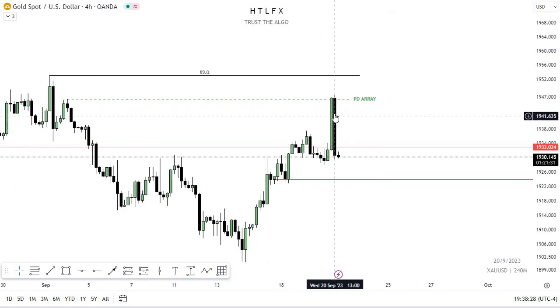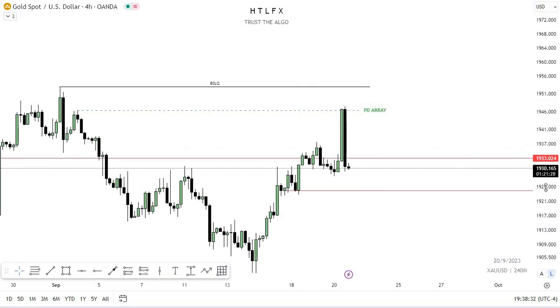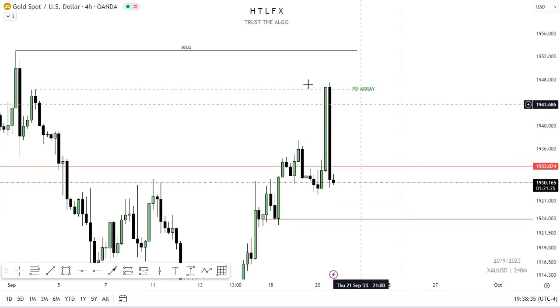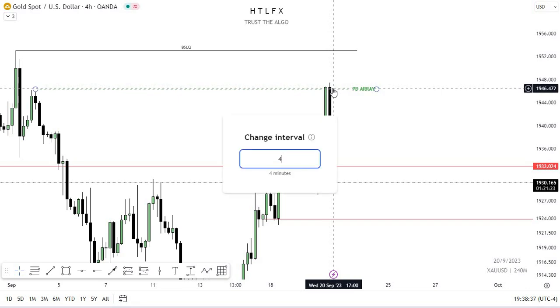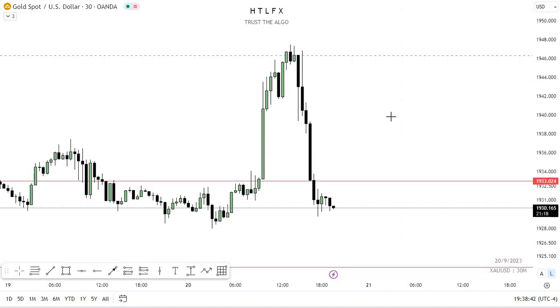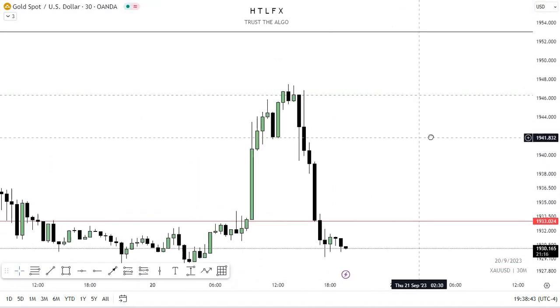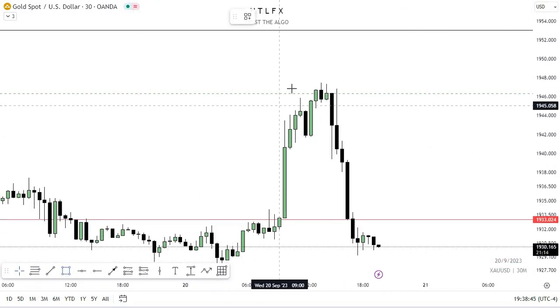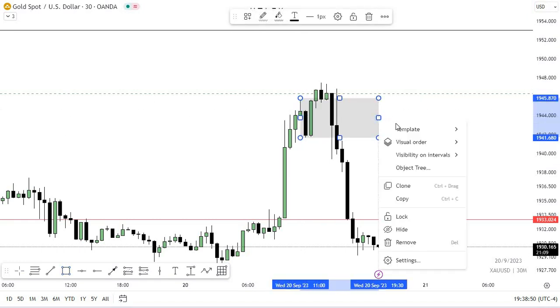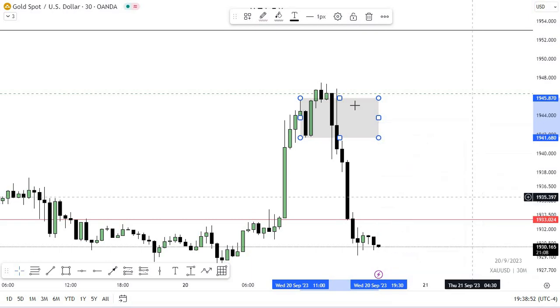But now when the price reaches the PD array, the second thing is we find a position to enter. People who enter here are very risky. So now you need to find a tool. For me, I use this beautiful tool, which is one of the ICT tools, the breaker. We call it the breaker block.